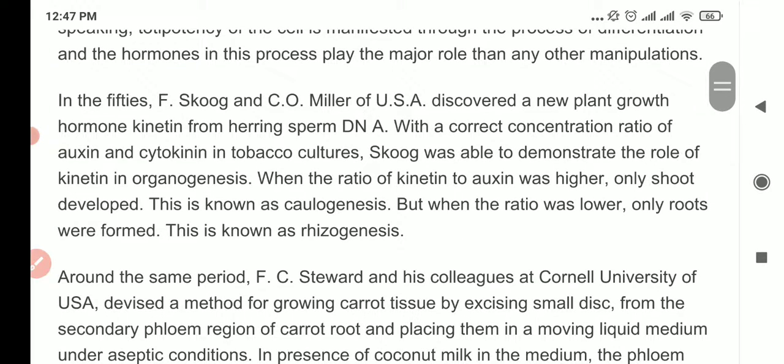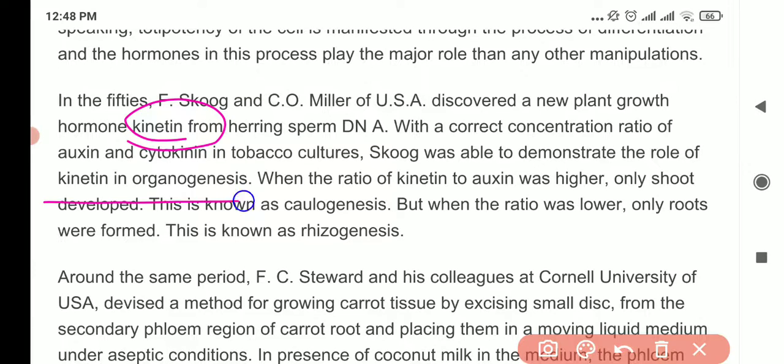So Skoog and Miller, scientists in the USA in the 1950s, discovered a new plant growth hormone known as kinetin from herring sperm DNA, from this fish. I've already read about kinetin last year, I think. So if you adjust your auxin and your cytokinin properly in a tobacco culture, they could show the role of kinetin in creating organs, organogenesis.